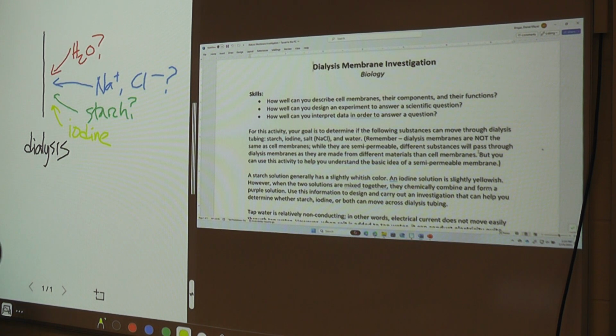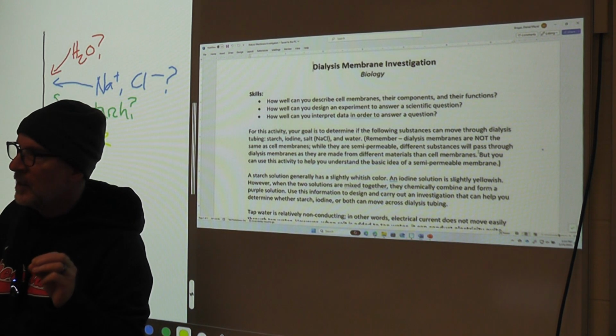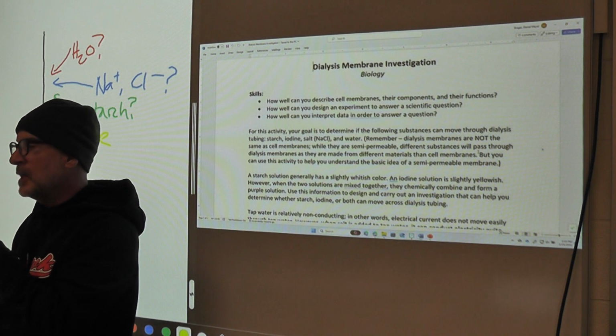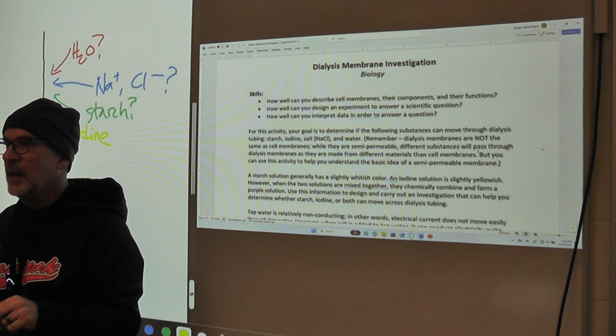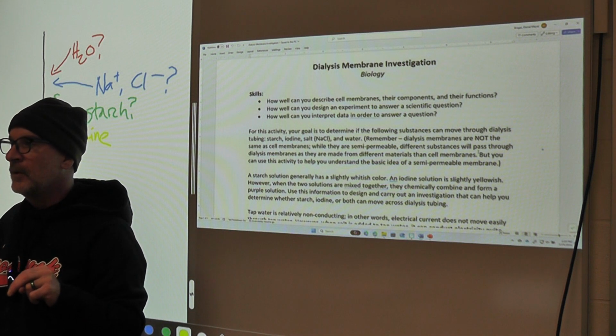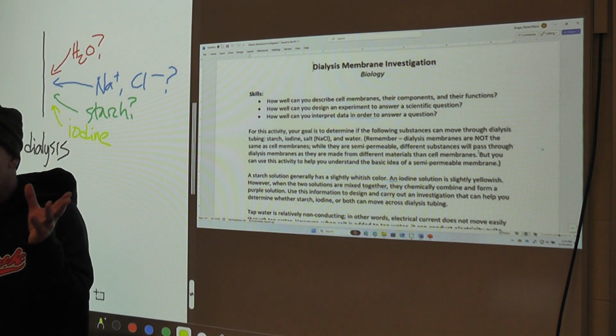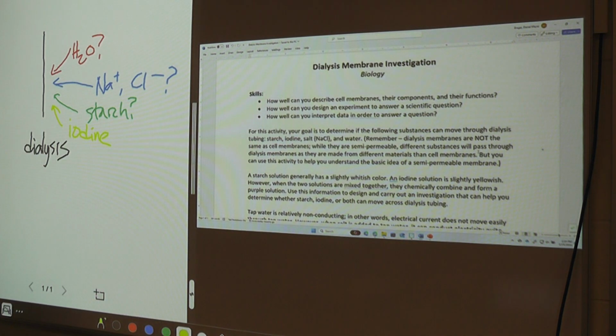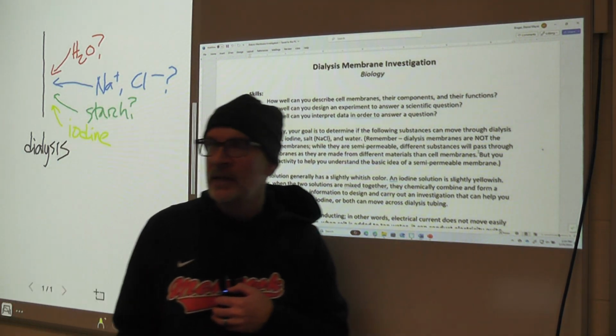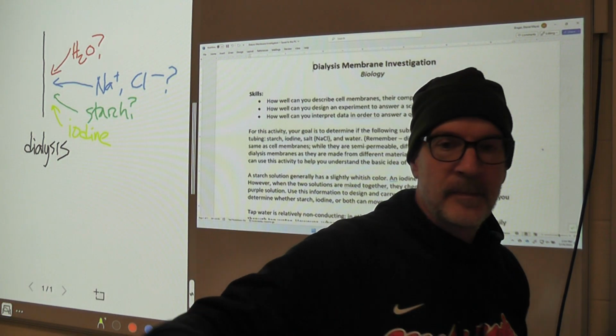I think groups of 3 would probably work best for this, because there's a lot of stuff to test, and potentially a lot of dialysis tube setup. And honestly, just tying the knots is difficult enough. So find a person or 2 to work with. If you want to take a break before you get started, that's fine, but be back here at 2:30, and before you get anything, I want to see your plan. How are you going to determine whether these things can move through dialysis tubing?